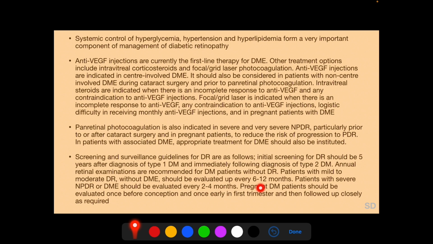Pregnant diabetes mellitus patients should be evaluated once before conception and once early in first trimester and then followed up closely as required.